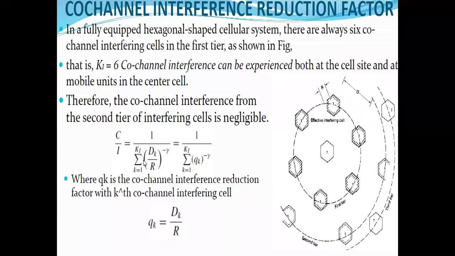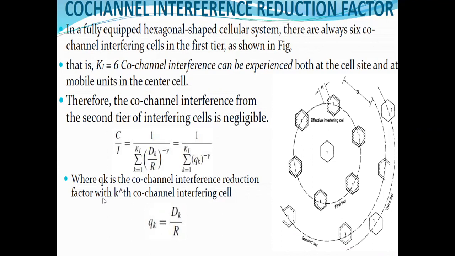So here I have this formula. dk by R is written as Qk, and the power is minus gamma, where Qk is the co-channel interference reduction factor with the kth, that is, kth means the 6 co-channel interfering cells here. K is the number of co-channel interfering cells in the first tier.